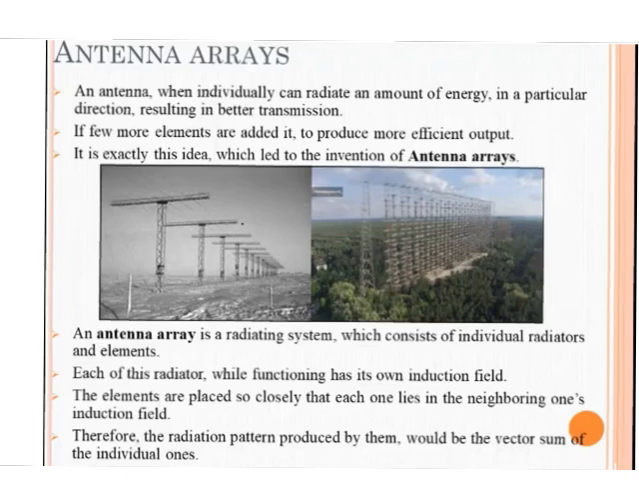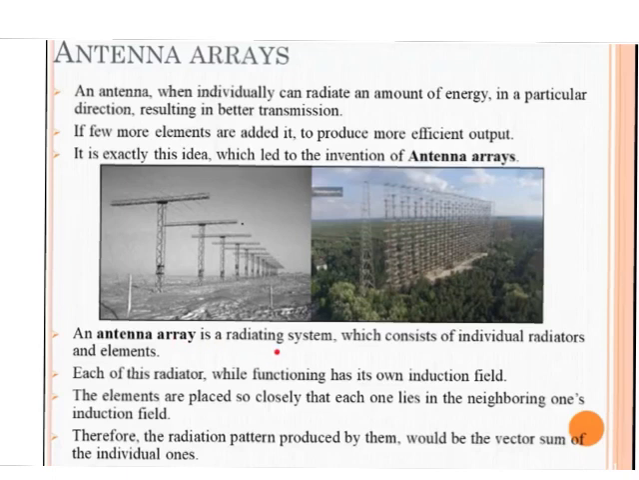As we already know, an antenna is a component which can radiate an amount of energy individually in a particular direction, resulting in better transmission. If more elements are added to it, we can expect a more efficient output. Taking this idea into consideration, the antenna array was invented. This is the antenna array. Basically, many antennas are arranged in the form of an array, with the main intention of getting better transmission and more efficient output.